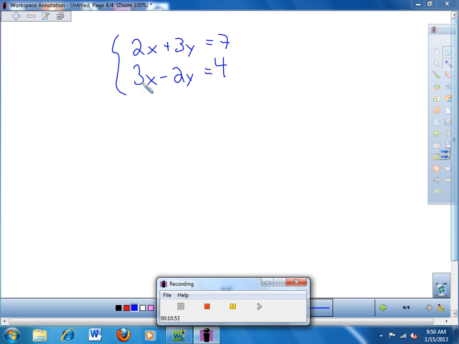This one is even more complicated than the last one, because there's nothing really I could multiply this by to change this into 3. No integer number, right? And there's no integer number that I could multiply this by to change it into negative 2.